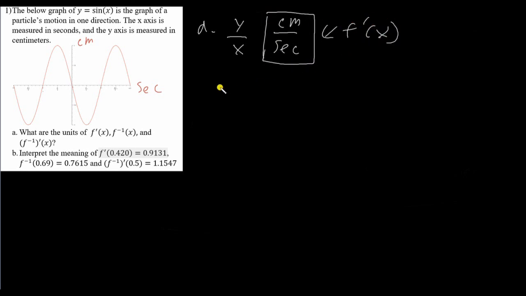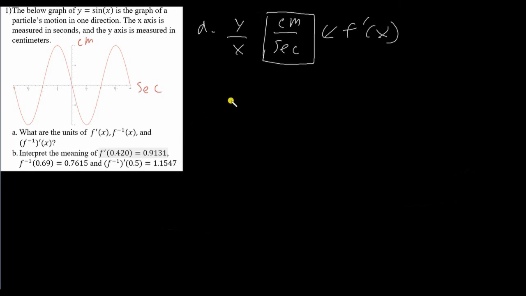So in part A, we're asked first of all to find the units of f prime of x. Now that's just going to be the units for y over the units for x. The units for y are centimeters. The units for x are seconds. So this is centimeters per second. This is the units of our derivative.